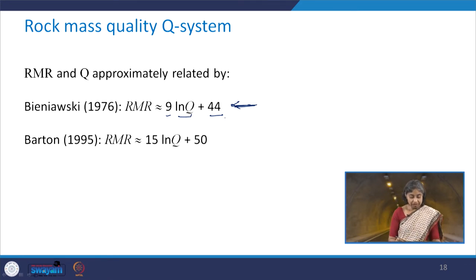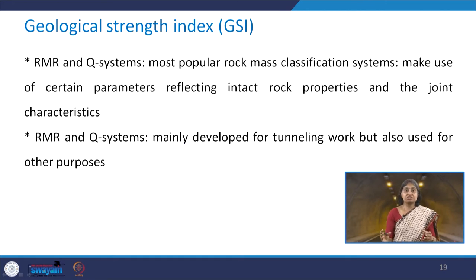Barton in 1995 again proposed another empirical correlation, which says that RMR is approximately equal to 15 ln Q plus 50. So, these RMR and Q systems had their share of advantages and disadvantages. Let us discuss these, and to overcome some of these disadvantages, we came across another classification system, that is the Geological Strength Index.